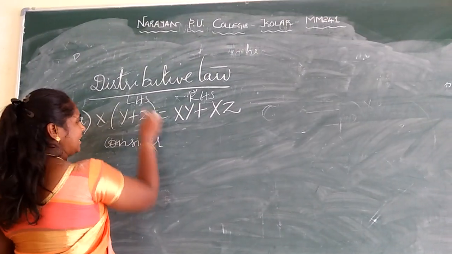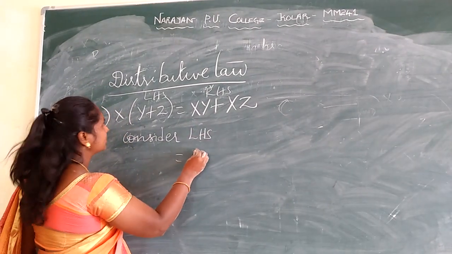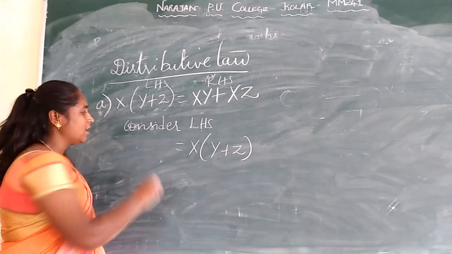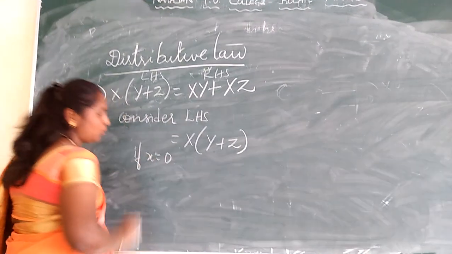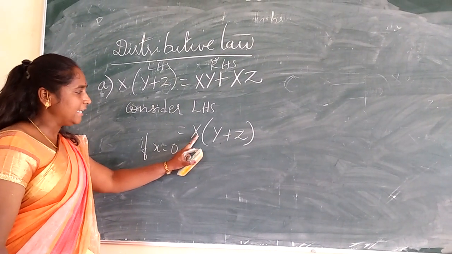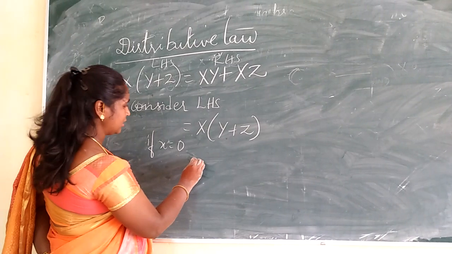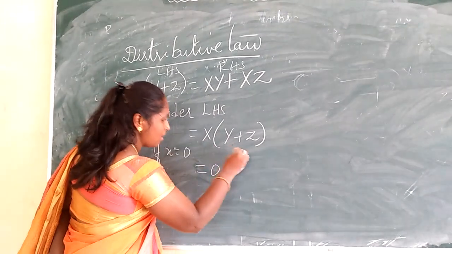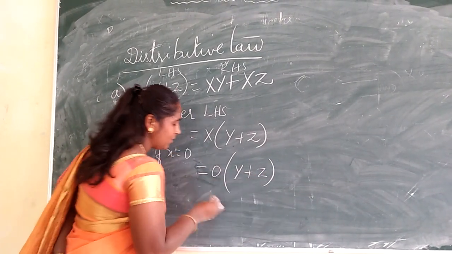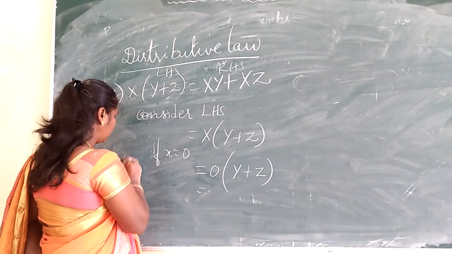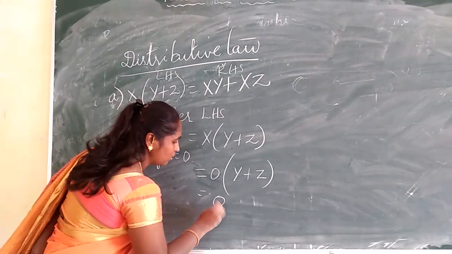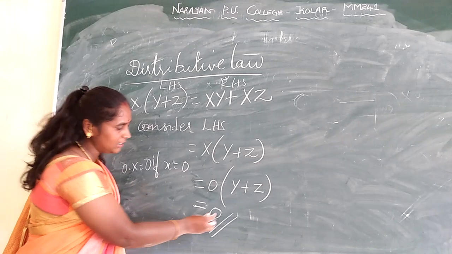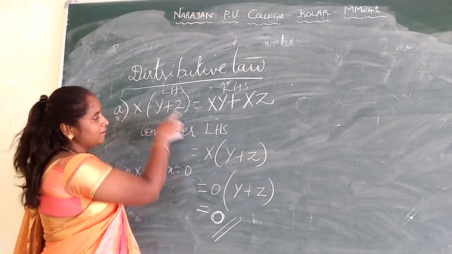Okay, consider your LHS. What is my LHS? x into (y plus z). Okay, this is my LHS. If x is equal to 0, you are going to substitute the value of x equals 0. In place of x, you substitute 0, so 0 into (y plus z). This is in the form of a property, that is 0 into anything is nothing but 0, the property of zeros and ones. So this is for your LHS.